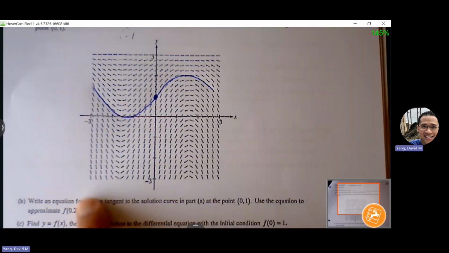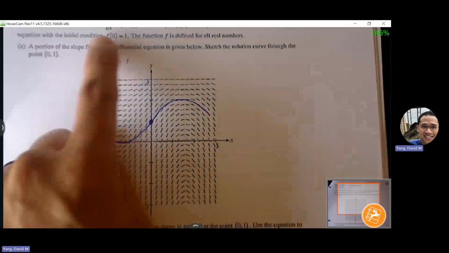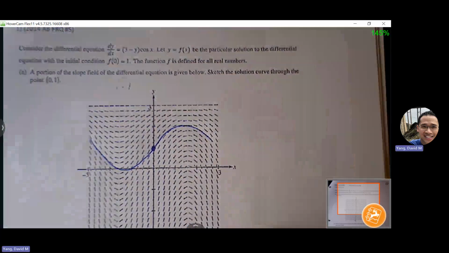Part B, write an equation for the tangent line. So ordered pair, slope. Your slope comes from your derivative. I would use this space for part B so that we can save part C for all the work that we're going to do with separating variables and all that. So go ahead and try part B, and I'll work alongside you guys.